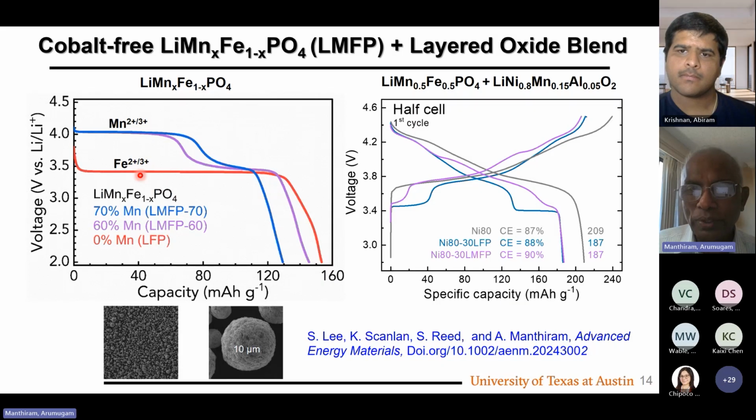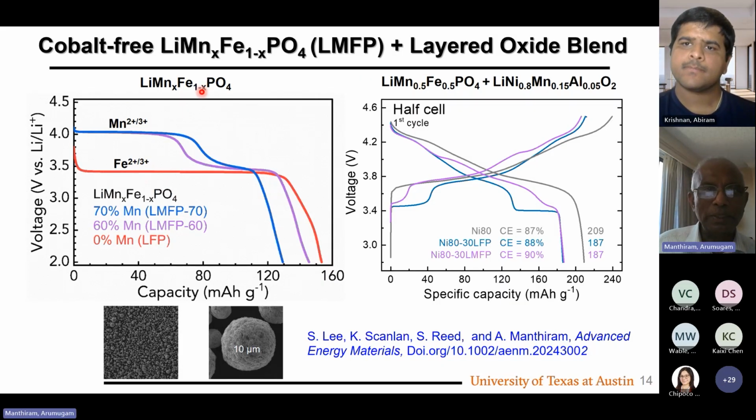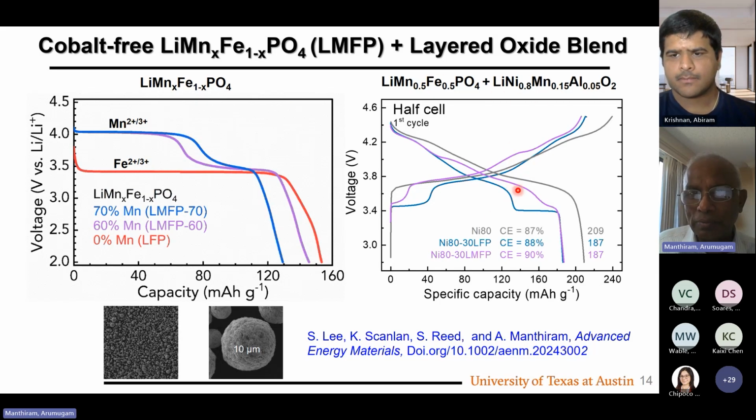So what we have been doing is take this material, that's this 50% here, and then blend it with this layered oxide having high nickel. By the time you blend it in this blend cathode having two materials, the overall nickel content will be around 50% or much lower. Then the rest is manganese and iron. You see a very nice voltage profile when you blend this and this, this profile.